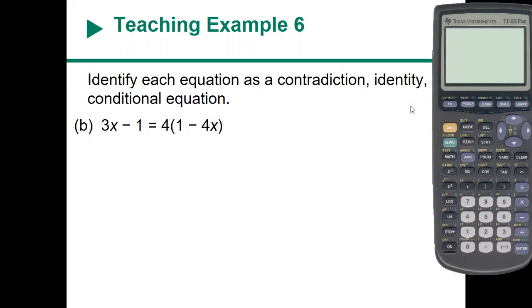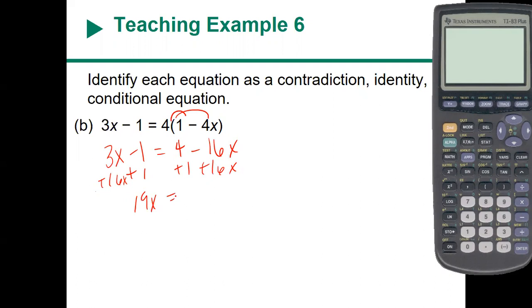So step one, again, you have variables on both sides, so you do need to get rid of the parentheses. So you should distribute. 3x minus 1 equals 4 minus 16x. And then you're going to move your variables. So I have plus 1 plus 1, plus 16x plus 16x. That's going to give me 19x equals 5. Divide by 19, and you get x equals 5/19.